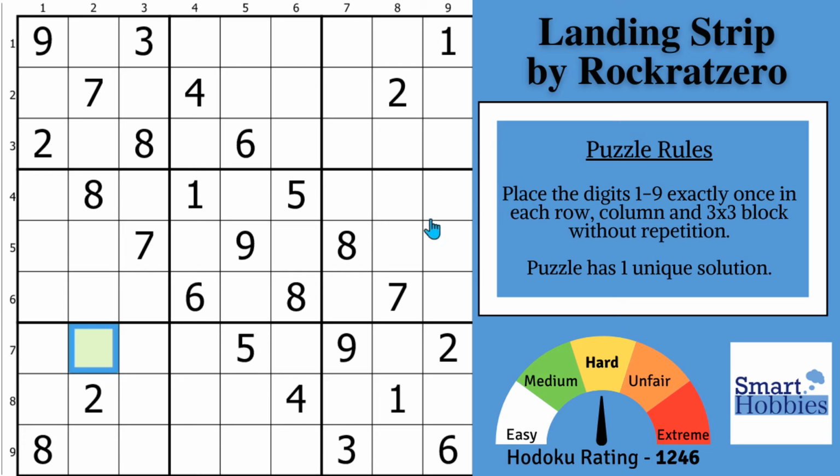Where can a 1 go here in block 6? This 1 cutting across row 4, and this one in column 9, and a 1 in column 8. There's only one place for a 1. We can mark it right there.